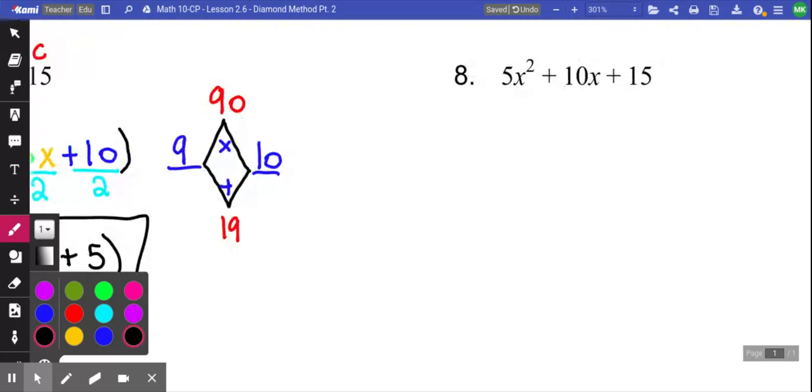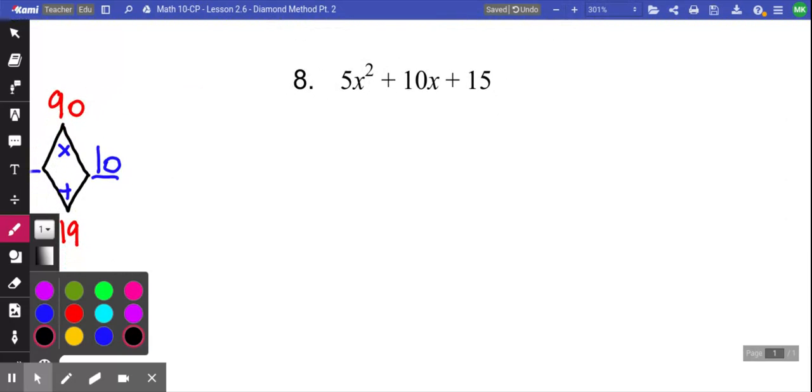Fantastic. All right. Number 8 over here is a beautiful question. The reason why is because people get ahead of themselves and they look at that and they say, hey, there's 3 terms, and they start doing diamond method. But they forgot that the first thing you always do is you look for a greatest common factor. So you need to look at your trinomial and find if there's a number that can divide out of all 3. And there is. All 3 of these divide by 5.